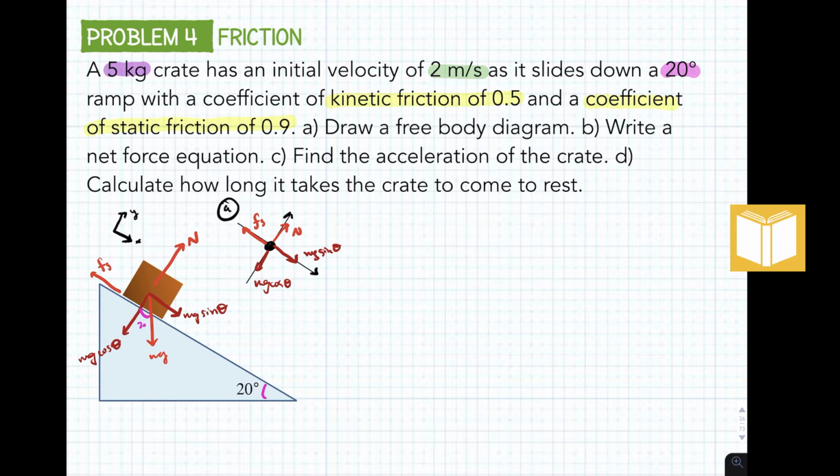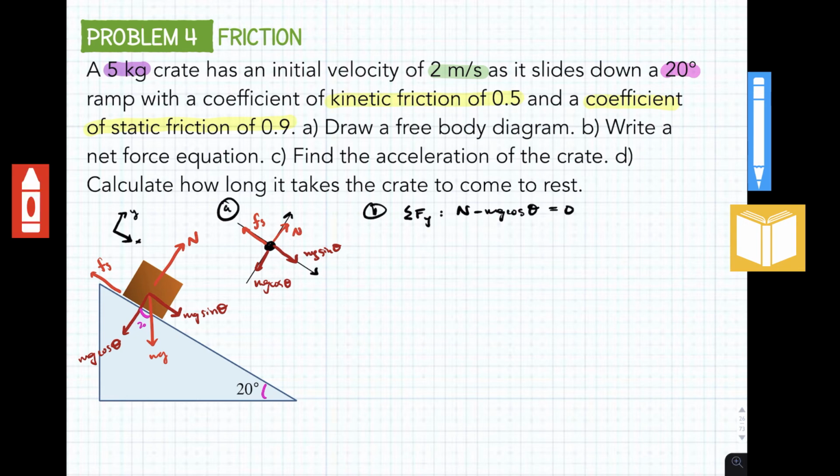For part B, we want to write the net force equations. So our net force equations are just summing up in the directions of x and y. So in the y direction, we have normal force minus mg cosine theta, which is equal to 0 because there's no acceleration in the y direction. There's actually no acceleration in the x direction either because, oh wait, is this static or kinetic friction? Well, this is probably kinetic friction because it's moving, so that's different. So we'll call this kinetic friction.